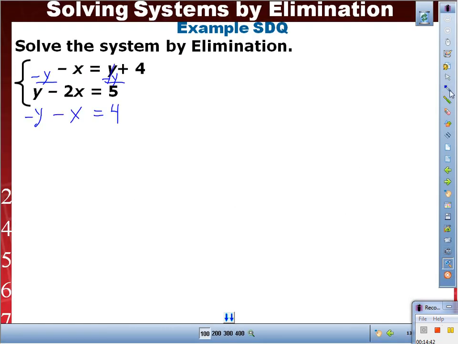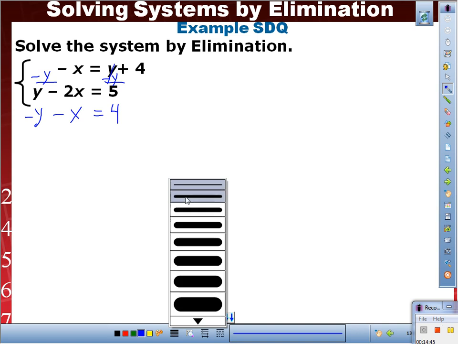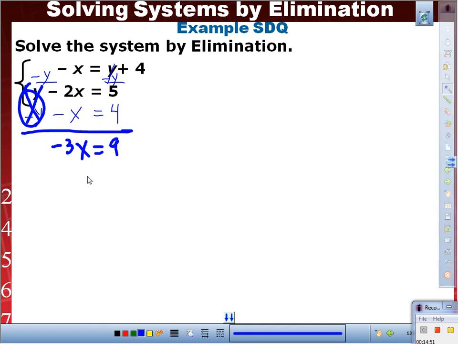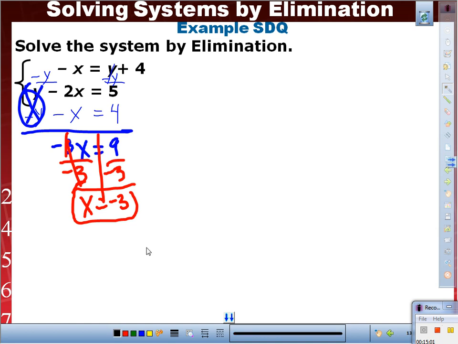Here goes the rest. Ready? Eliminate the y. We're left with -3x equals 9. Step 3, solve for the variable. x equals -3. Hands if you got it right there. From there, step 4, substitute this into one of the others. I'm going to take the top one, y minus 2x equals 5.